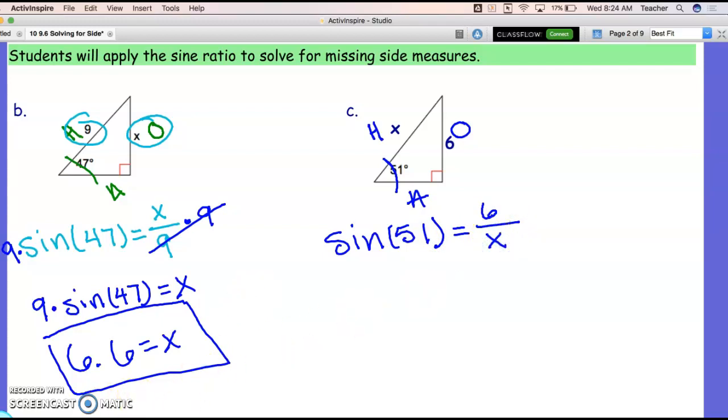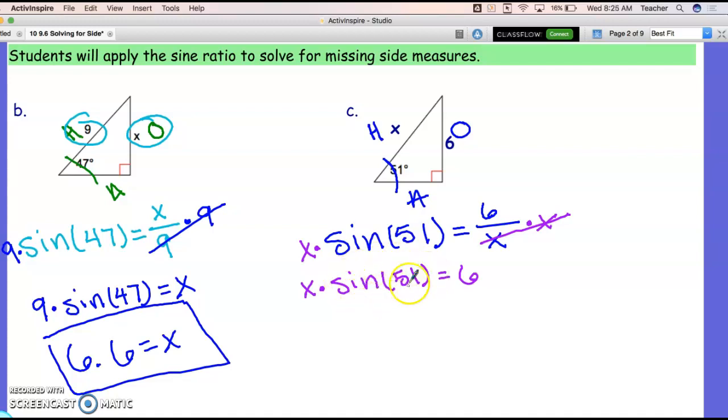When you get to a problem like this, where you have x in the denominator of the fraction, it's a little bit more steps, but the math is the same, so don't freak out. In this case, to undo this division, x is what is being divided by, so to cancel out the division by x, I need to multiply by x. So that's going to get rid of my fraction over here, and the left-hand side becomes x times the sine of 51 equals 6.